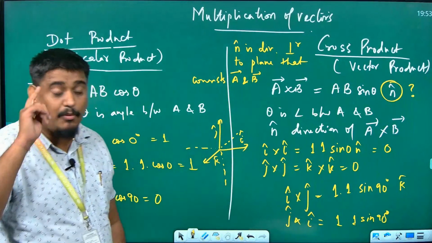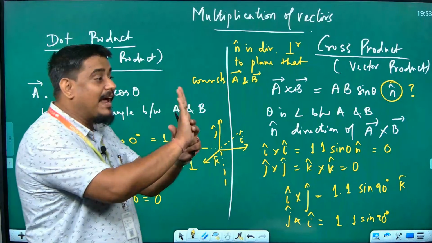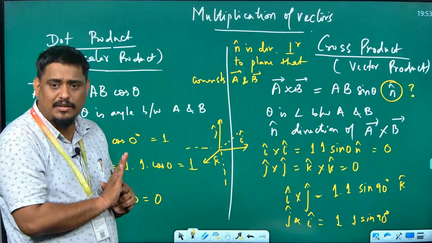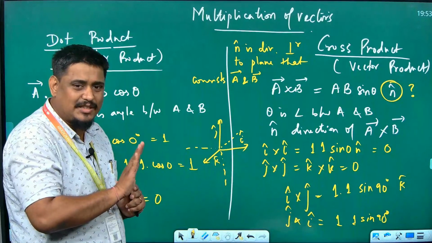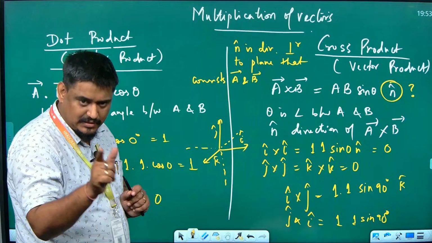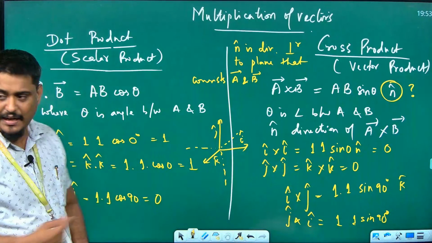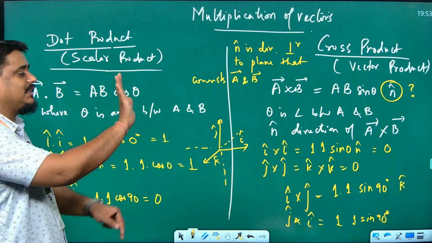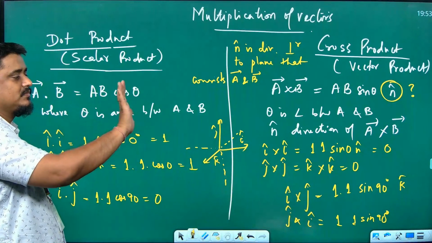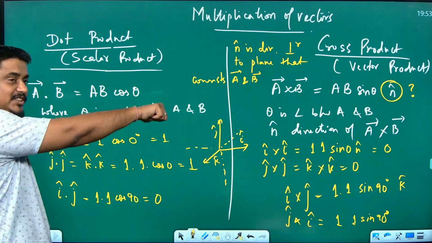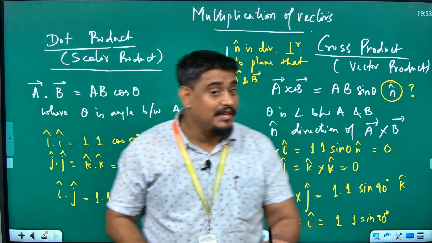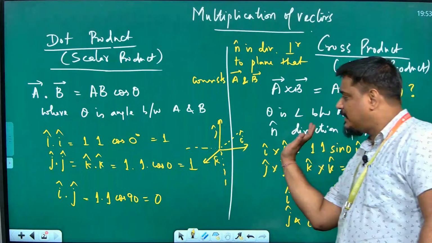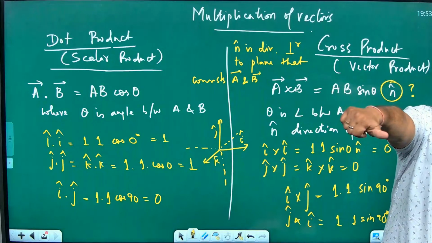We should not keep the thumb on k. We should keep our hand. Suppose I am writing j cross i. J is what? Y axis. I is what? X axis. Right? So this is the x axis and this is the y axis. So from y towards x I am going. Where is my thumb pointing? In this direction, minus k. But if I am writing i cross j, I am going from x towards y. So from x, if I go to y, the thumb is pointing plus k.